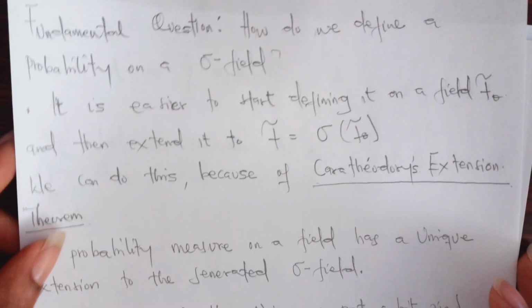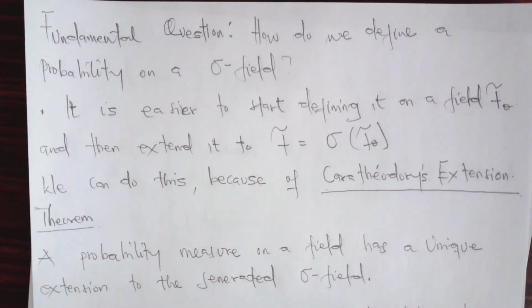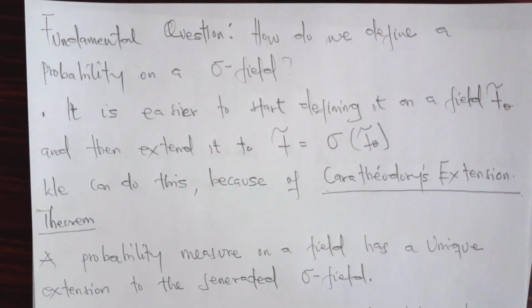There are a lot of properties of probabilities you can think of. Now today, the interesting thing we want to talk about is the fundamental question: how do we define a probability on a sigma field? Note, a probability measure is defined on a field, not on a sigma field. Then how do we uniquely extend our P measure to a sigma field? It is always easier to start defining it on a field, that's the small class, then extend it to the sigma field generated by that class. So we sigmafy it to include countable unions. We do this by the theorem.